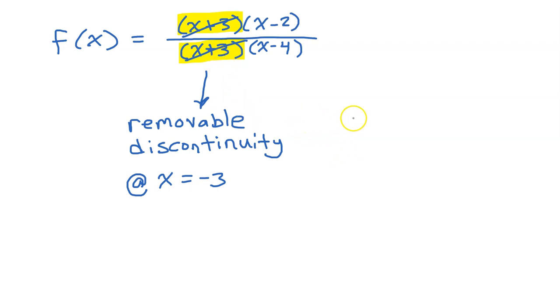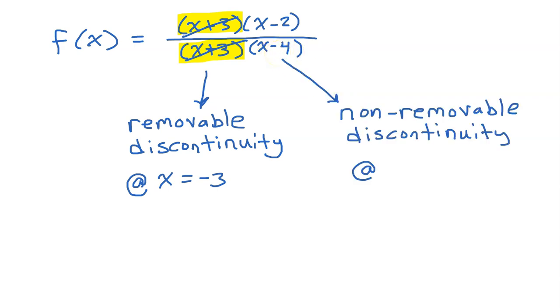The non-removable discontinuity will come from the remaining denominator. In this case, the non-removable discontinuity will be at x equals 4, because that's what you get if you set x minus 4 equal to 0. You should also know that a removable discontinuity is going to be a hole, and a non-removable discontinuity is either going to be a jump or an asymptote. In this case, it's going to be an asymptote.